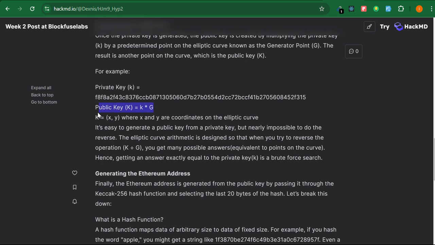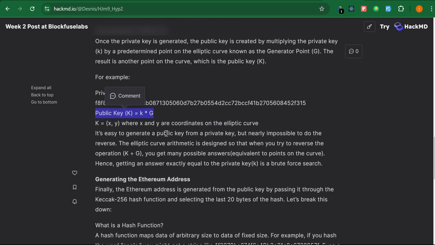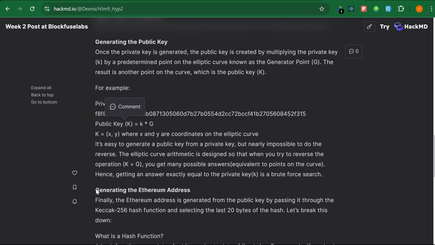Then how do we now generate the Ethereum address? Okay, so now generating the Ethereum address, which is here. Finally, the Ethereum address is generated from the public key by passing it through the Keccak 256 hash function and selecting the last 20 bytes of the hash.